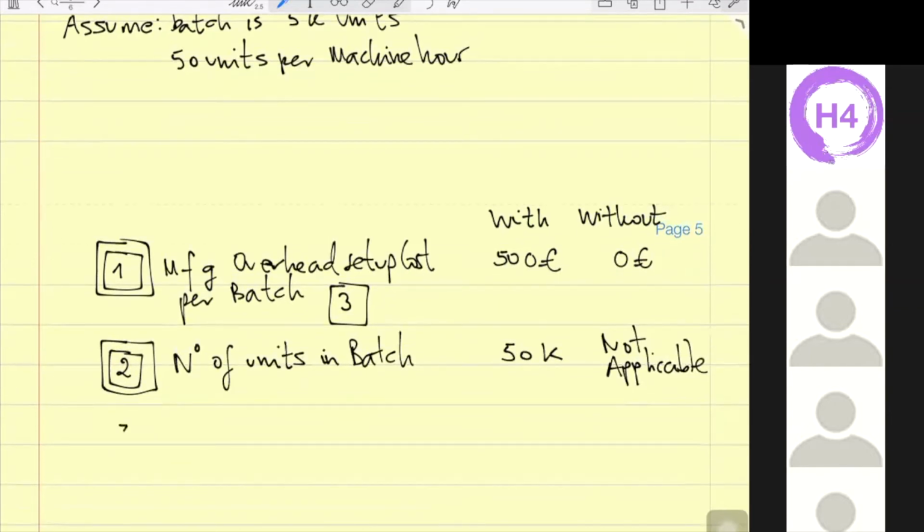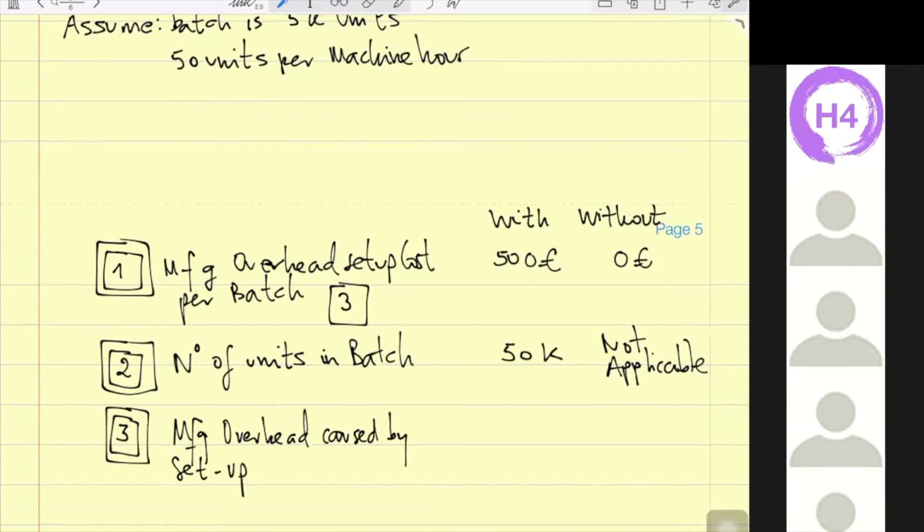Number 3, manufacturing overhead cost by setup per unit. This is 0.01 euro, and this is not applicable because we don't know.